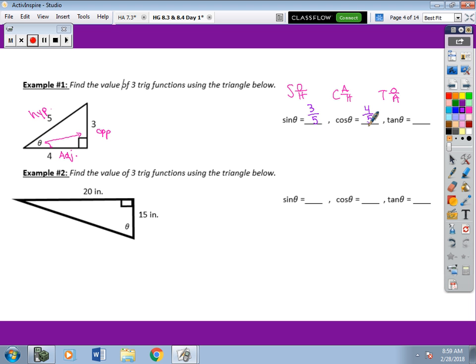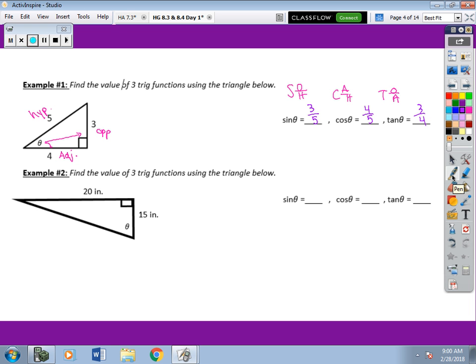Tangent would be, Aaron, what do you think? Opposite over adjacent. 3/4. Now let's suppose that you got, I don't know, 8/10. You would want to reduce any ratios to the simplest form. All right, now the next one.